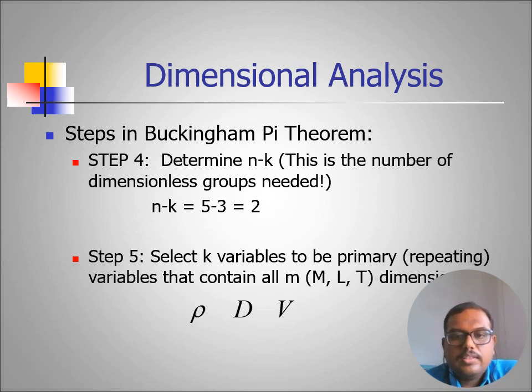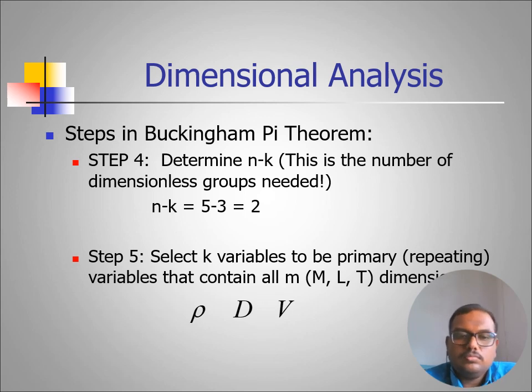In step 5, select k variables to be primary repeating variables. As I have already told you, the repeating variables should be selected in such a way that one variable has a geometric property, the second has a flow property, and the third has a fluid property. Here we can choose the geometric property, which is diameter, then for flow property we can choose velocity, whereas for fluid property we can choose density.